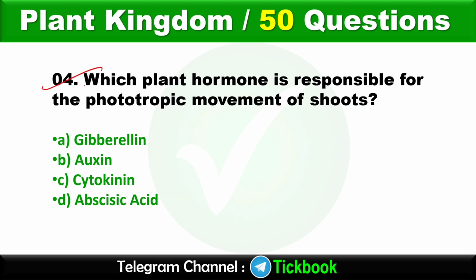Question number 4. Which plant hormone is responsible for the phototropic movement of shoots? Option number B is the right answer, auxin.